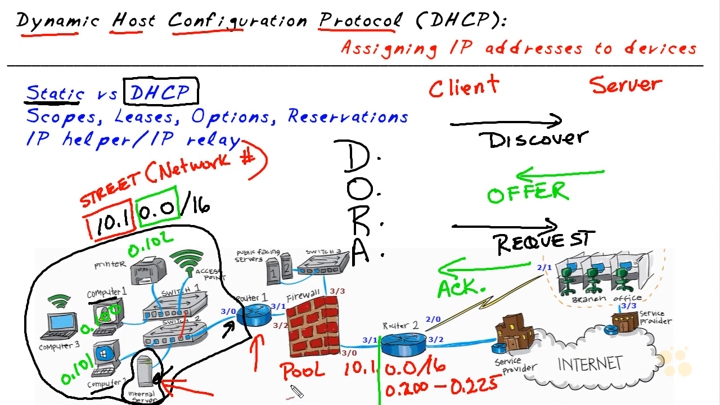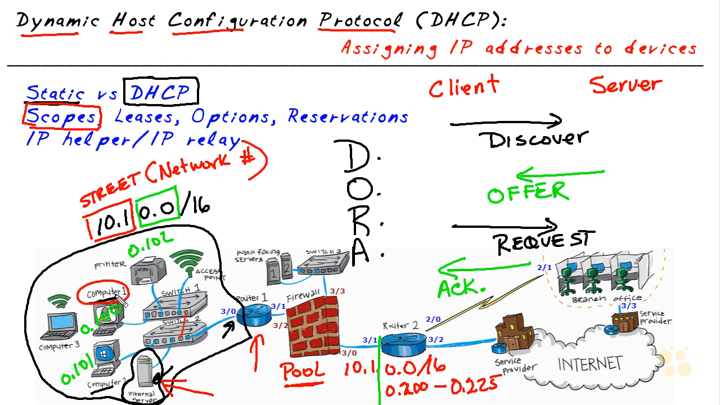And there's a fancy name for that pool, and they call it a scope. So if we see the concept of scope, simply think of that as a range of DHCP addresses that a DHCP server is willing to hand out to people that ask for it. Now, if we do have a client, let's say computer 1 becomes a DHCP client, and it sends out a discover, and there's an offer, and the request, and the acknowledgement.